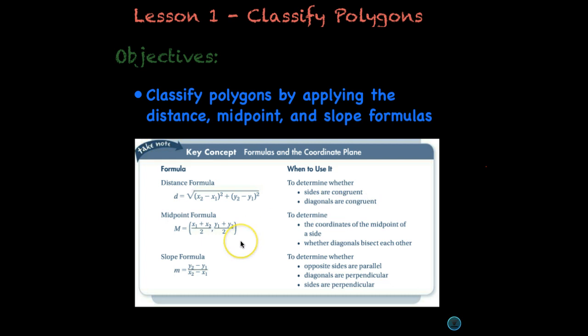The midpoint formula is just the average of the x-coordinate and the average of the y-coordinate. It finds the middle of the line. And so we will use it to determine the coordinates of the midpoints of the sides.